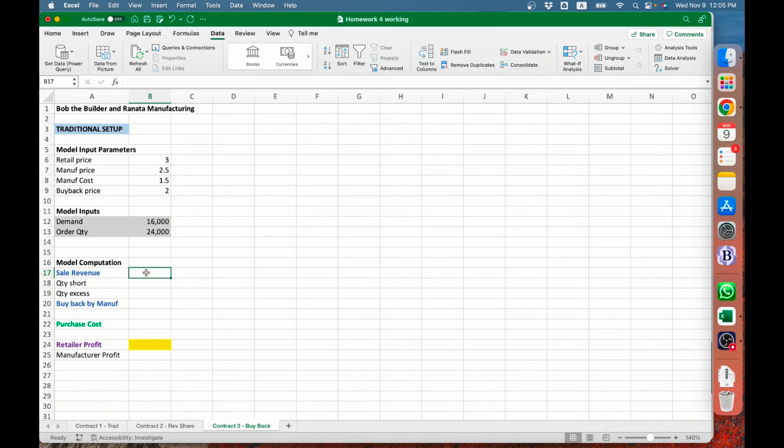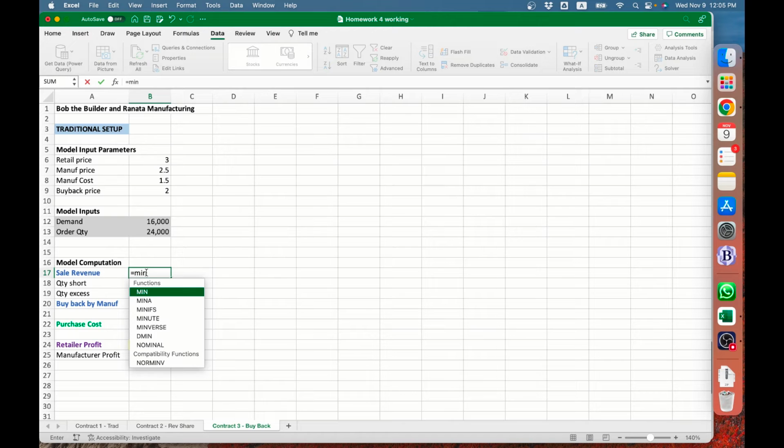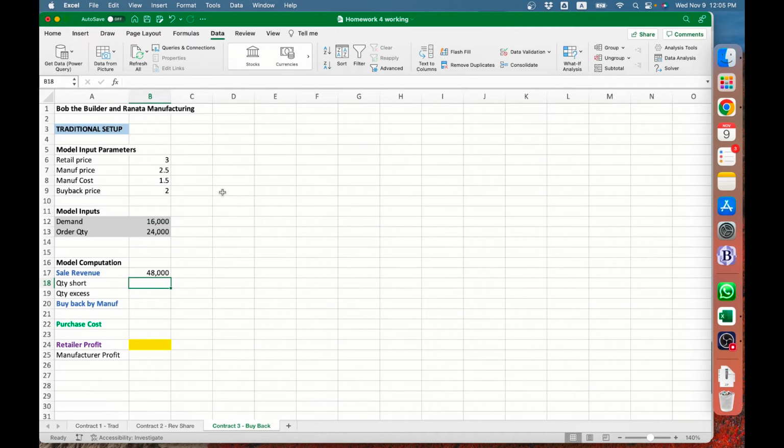So the sales revenue, this is for the end user sales for the retailer, will be the minimum of these two, whatever these two numbers are, the minimum of those two is what actually gets sold, times $3. Then the quantity short will be the max zero trick. Shortage equals demand minus order quantity, because if demand is more than order quantity, that's how much you are short. Excess will do the max zero trick again, and excess is if you have more than demand. So if your order quantity is more than demand, that's your excess.